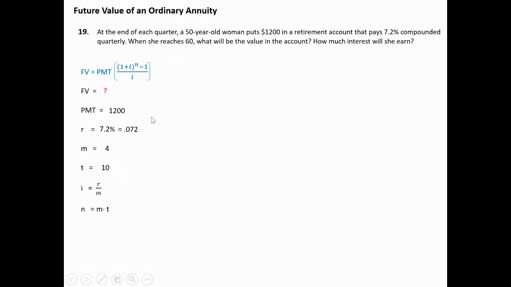Again, I've seen a lot of students, just because they see numbers there and they have it in years, want to put some of the values here because they don't know what is actually taking place in this problem. So after you find your R, M, and T, you'll be able to solve for I and for N. So the I will be R divided by M, which is 0.072 divided by 4, giving us 0.018. And the N will be 4 times 10, because the M is 4 and the time is 10, so it'll be 40.